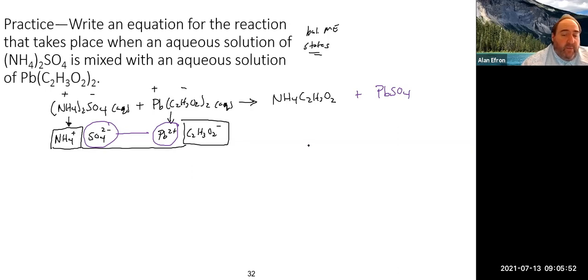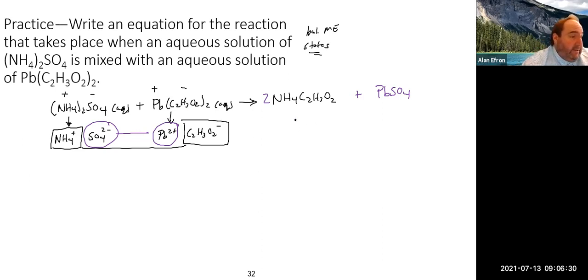At this point, we can do one of 2 things, but we'll go to the balancing part. Now we're going to make sure that we are balanced, and we are not balanced. We have 1 NH4 on the right and 2 on the left. To fix that, we could put a 2 in front of it. That gives us 2 NH4s on the right-hand side, and also 2 acetates on the right-hand side, and that's good because we have 2 acetates over here on the left. We have 1 lead on the left, 1 on the right, and 1 sulfate SO4 on the left, and 1 on the right. We have now balanced this equation.